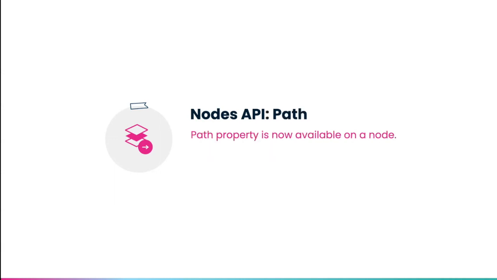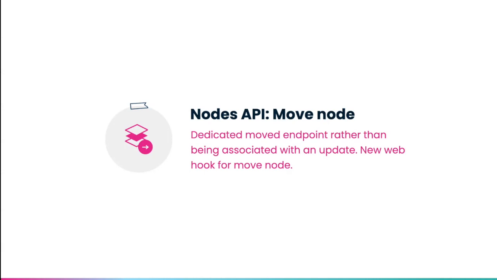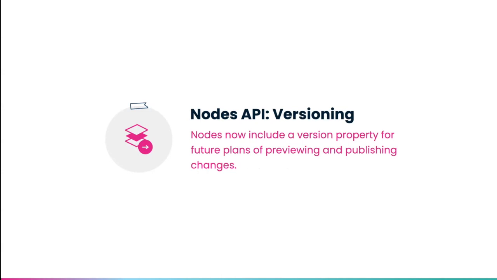Through the re-implementation of the Nodes API, we've also introduced a path property on the API, allowing you to get the path of a particular node. We've introduced a new move endpoint, so we've created a dedicated endpoint for moving nodes in the site view tree. And along with that, we've introduced a webhook to understand when nodes have moved. We've also included a version property on a node as well now, because we've got future plans on being able to support preview and publishing of changes of the site view structure.